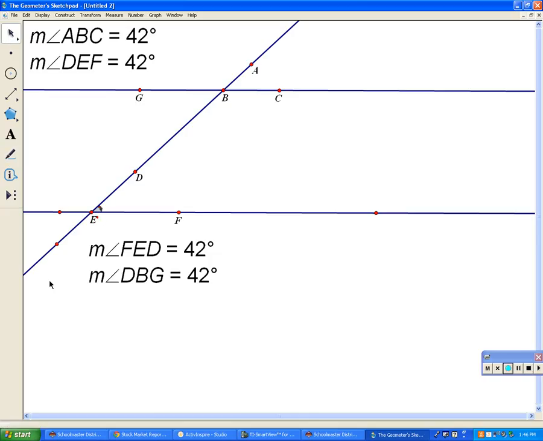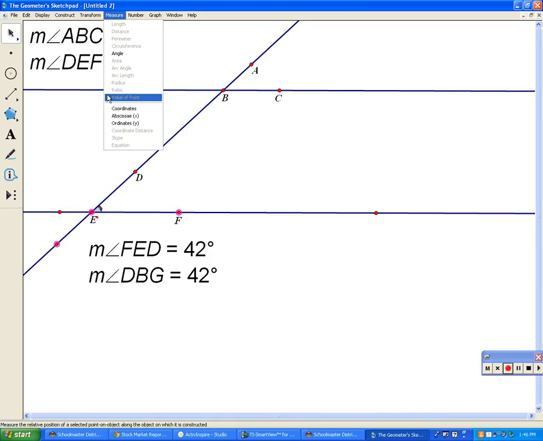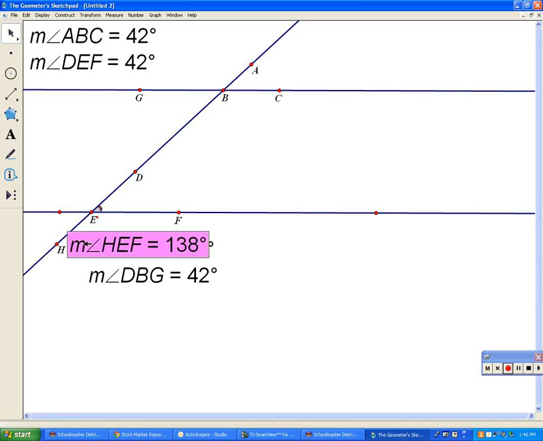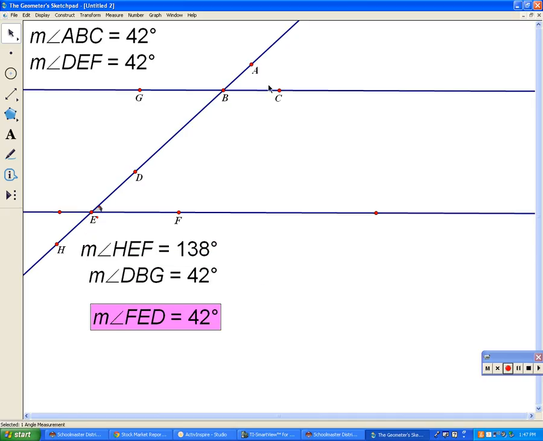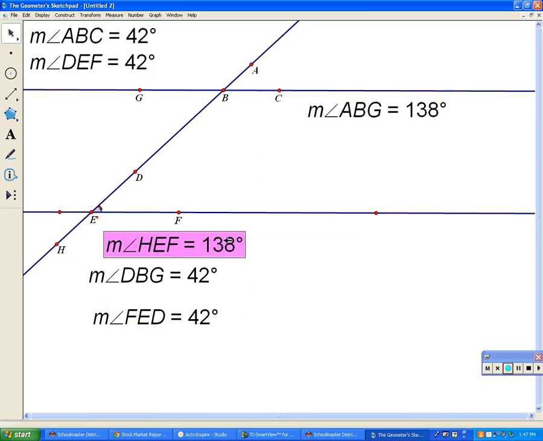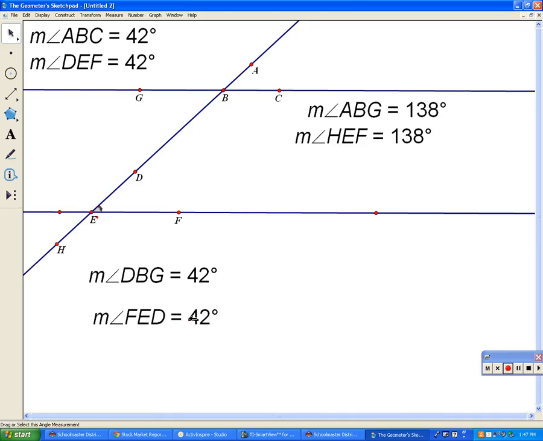And then I'm going to measure a pair of alternate exterior angles. So let's get a little different measure going here. Let's measure that one here. So this is that angle. Okay, you got that? And then I'm going to measure this angle over here. What's going to be true about those, do you think? Do you think they are also the same? Okay, so those are the same also.